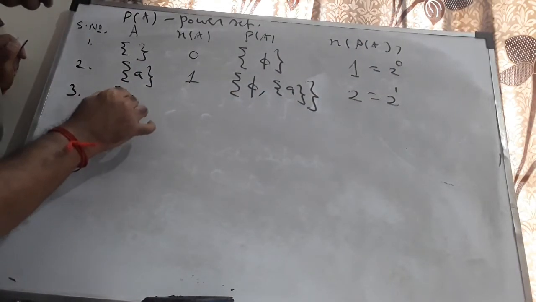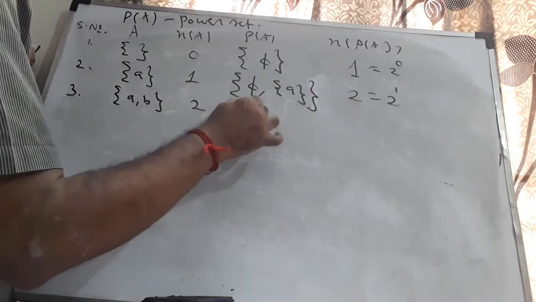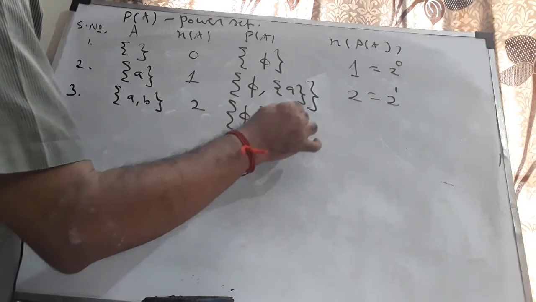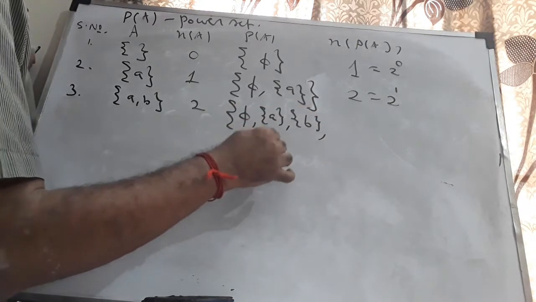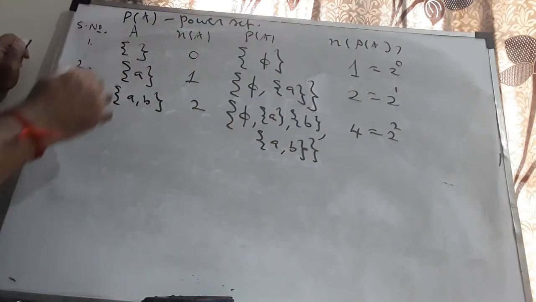Then let me take {a, b}, a two-element set. What are the subsets here? Empty set, then set containing a, set containing b, set containing a and b. Okay, there are four elements. I can write it as 2 square.